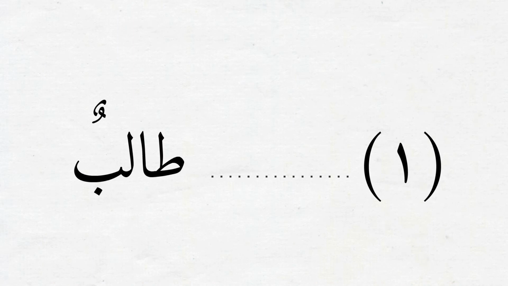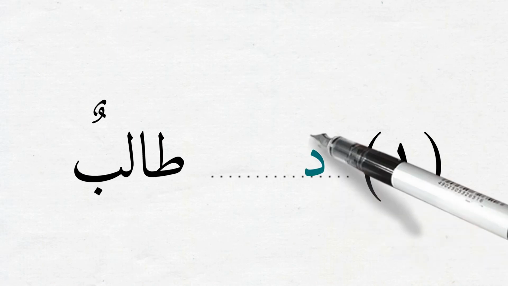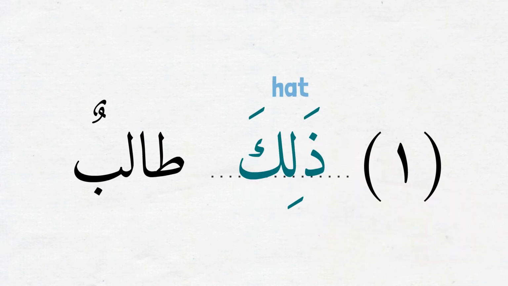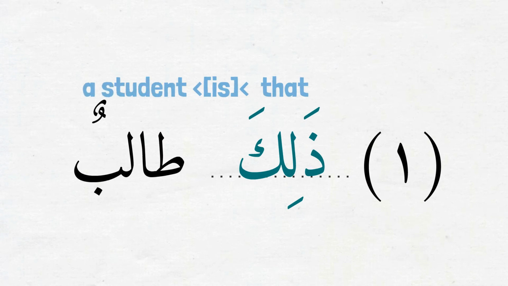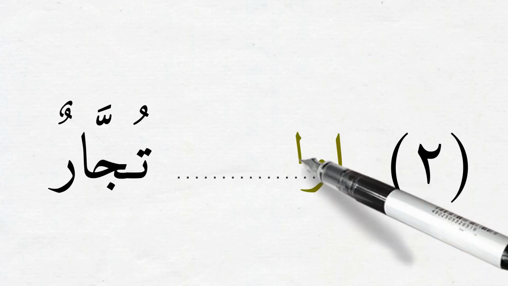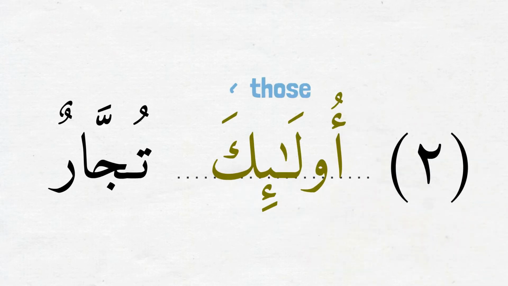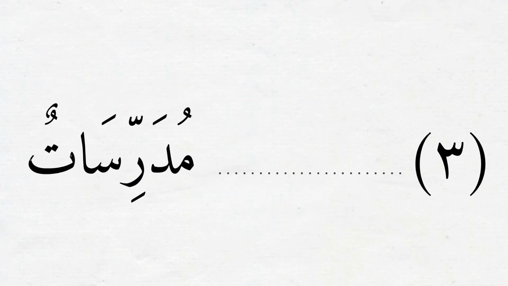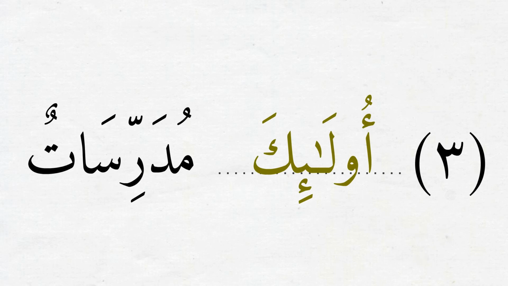Let's go. Sentence 1. ذلك طالب. That is a student. Part 2. أولئك تجار. Those are traders. Part 3. أولئك مدرسات. Those are female teachers.